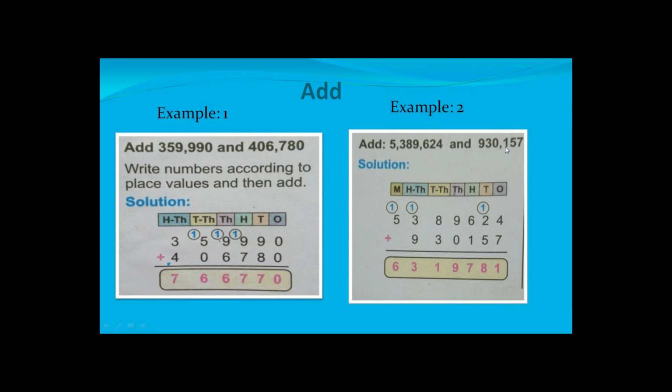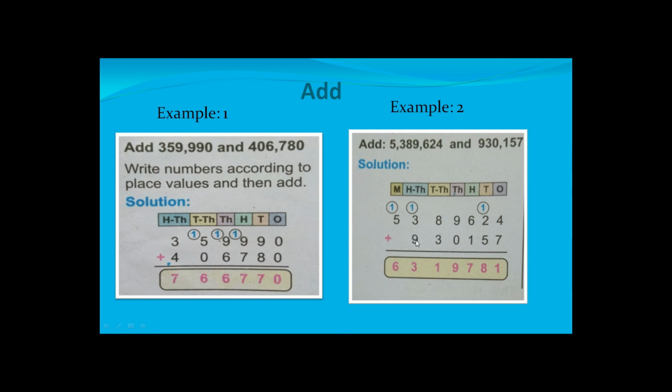930,000 and 157. So write these values according to the place values. We will not write from this side. Remember this thing, I told you again and again that you always start from ones place. You always start writing the number from this side. So write 7, then 5, then 1, then 0, then 3, and then 9.